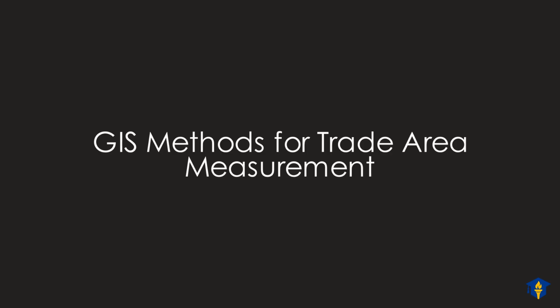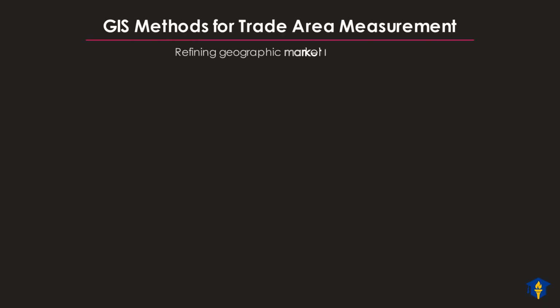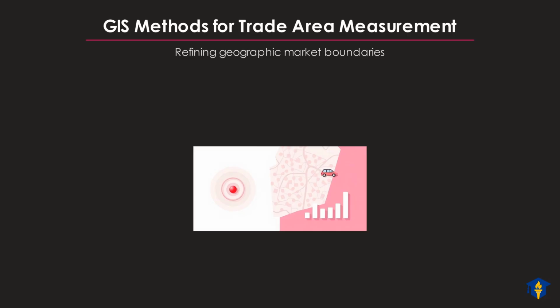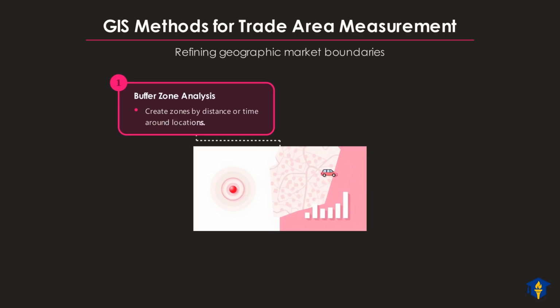We will now discuss GIS methods for accurate trade area measurement. These powerful techniques help us refine geographic market boundaries precisely. One common method is buffer zone analysis, which defines proximity. This involves creating zones by distance or time around specific business locations.